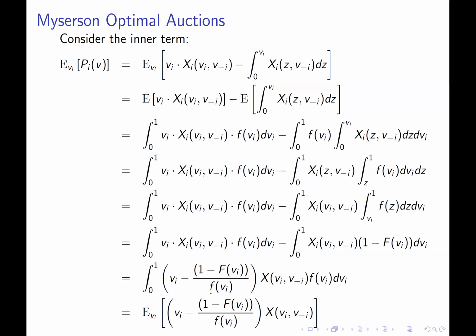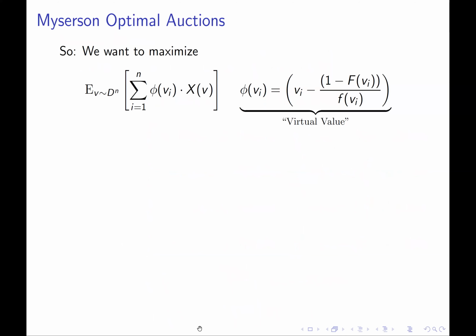And what we've derived is that the expected payment made by bidder i is equal to the expectation of this quantity at the bottom, which depends only on the allocation and on the distribution. And we can make that even simpler by defining some new notation. Let's write phi of vi to equal this term that we derived on the last slide, and let's call it the virtual value.